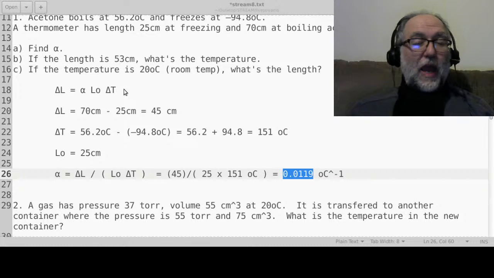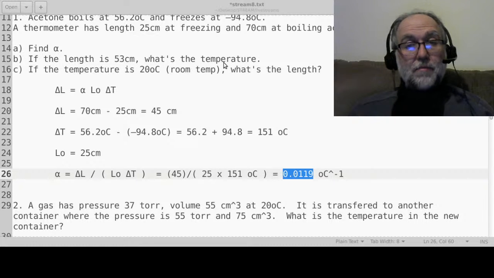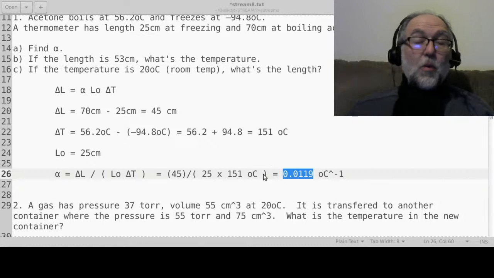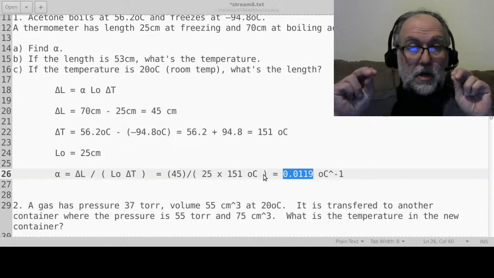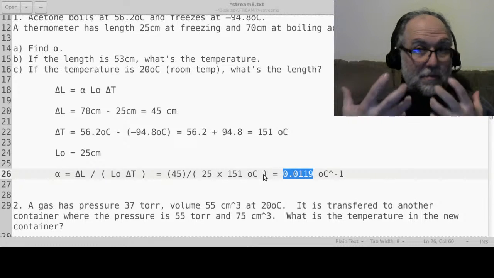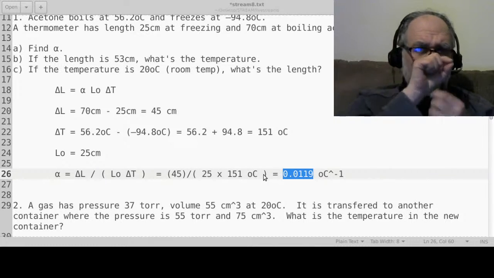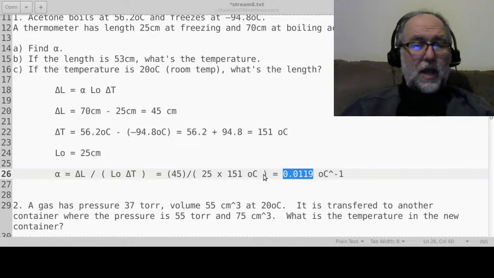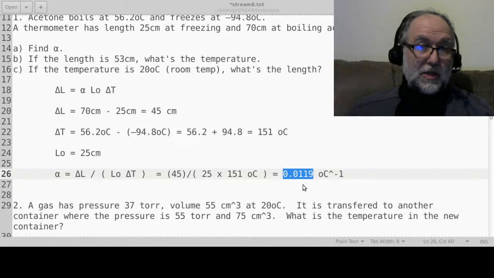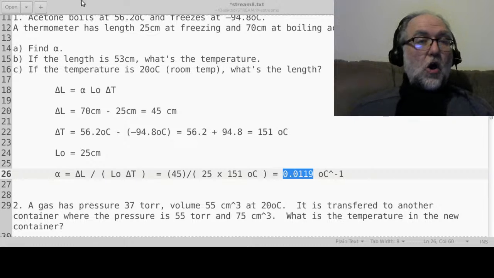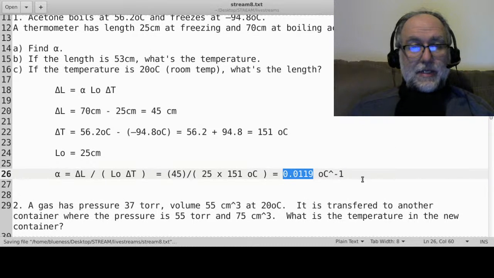Okay. So there's part A. Part B is if the length is 53 centimeters, what's the temperature. Now we've already calibrated the thermometer, in a sense. What I mean is we now know how big the little markings on the side would be, because that's what your alpha is. It tells you what fraction growth you get per degree Celsius. All right, fine, let's do that.